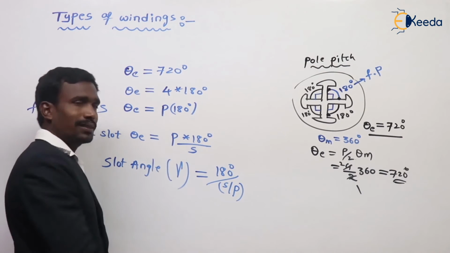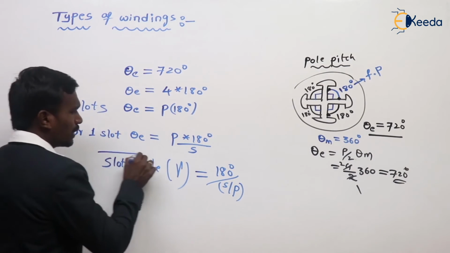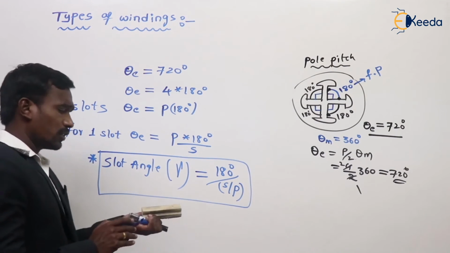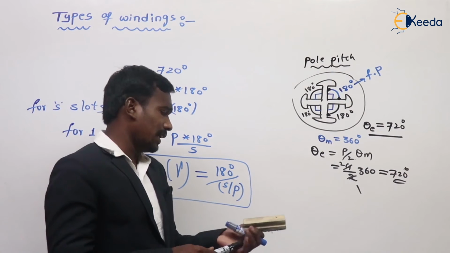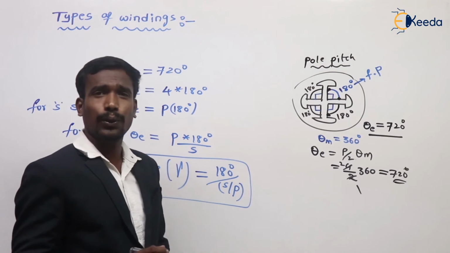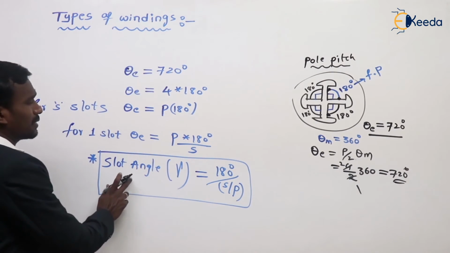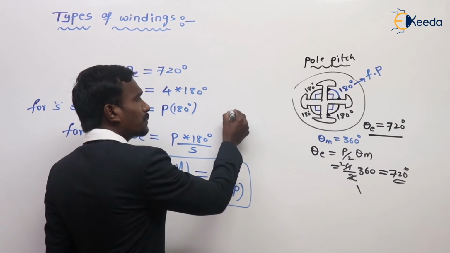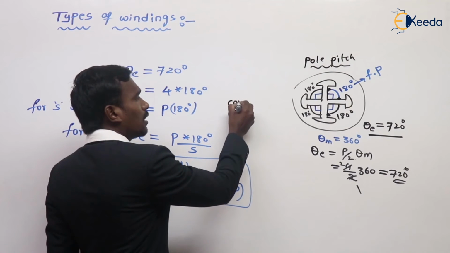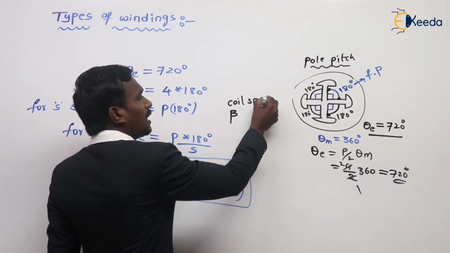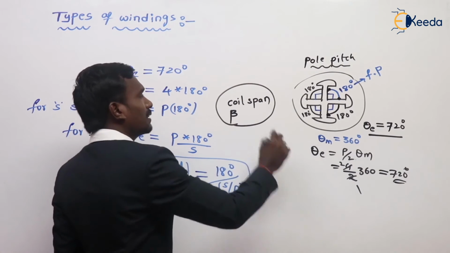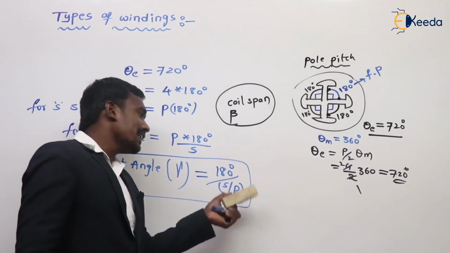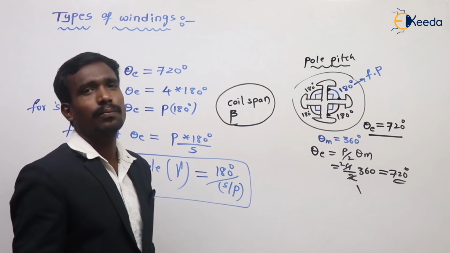If P is downwards, this is also a very important formula. Slot angle gamma is equal to 180 degrees by slots per pole. This is simply about the slot angle. And the coil span is beta. It may be 180 or less than 180. And this is slot angle gamma, 180 upon slots per pole.